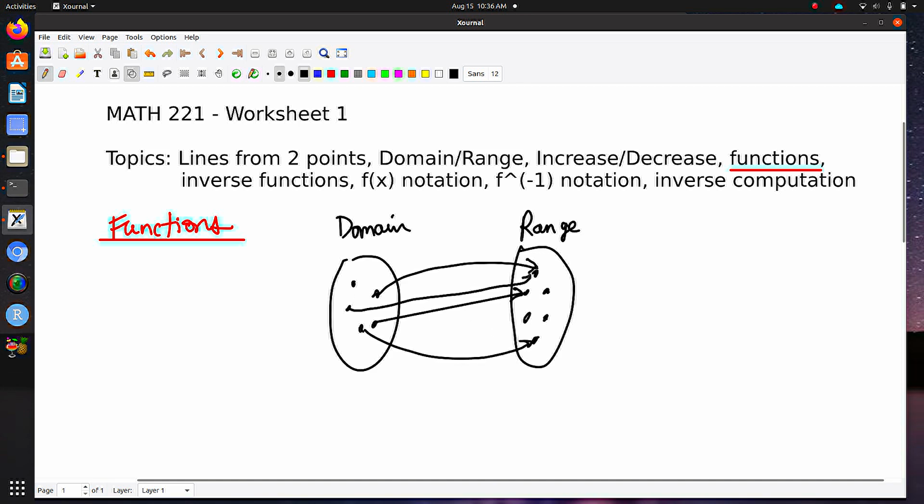However, it's okay if I recycle some of the range values. So this might not be exactly 1-to-1, so you may have some overlap. In that case, we have to remove those other points from the range. They're not really in the range if they're not connected to anything in the domain. Okay? So you can reuse points in the range, but not in the domain.